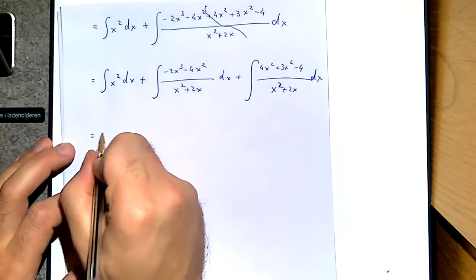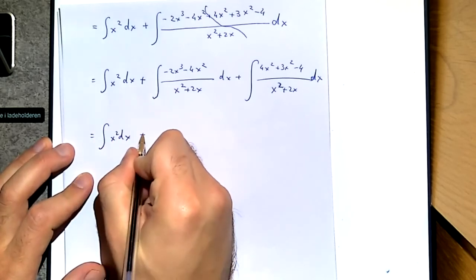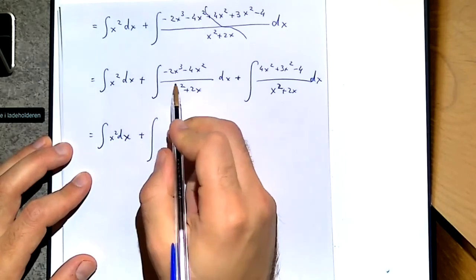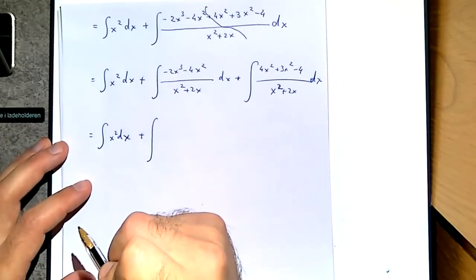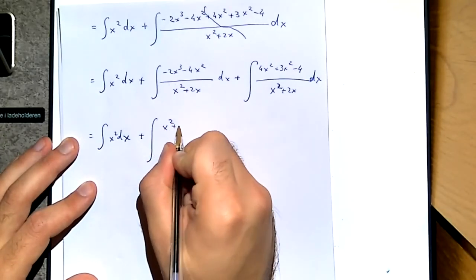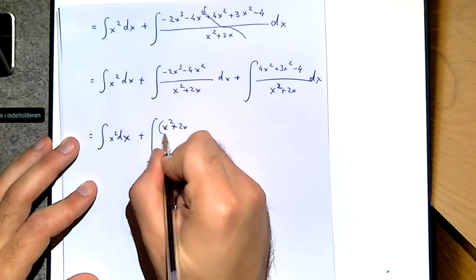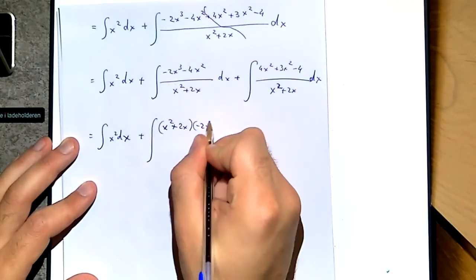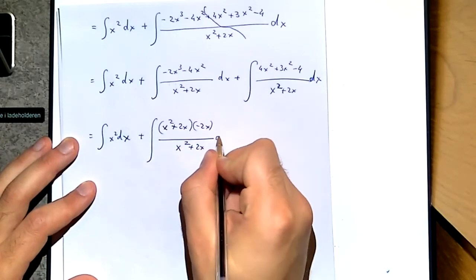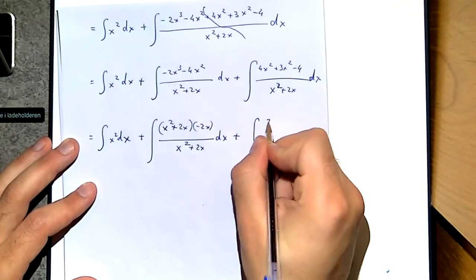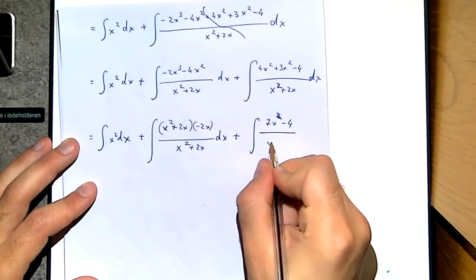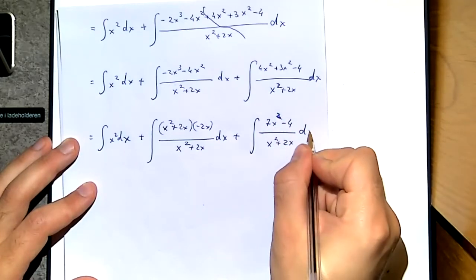Now, why did I do this? Well, this is x squared dx. Again, I'm just carrying it for the sake of doing stuff correctly. But here you just get this is just x squared plus 2x minus 2x. Oh, sorry, it's 2x dx plus the integral of 7x squared minus 4 over x squared plus 2x dx.